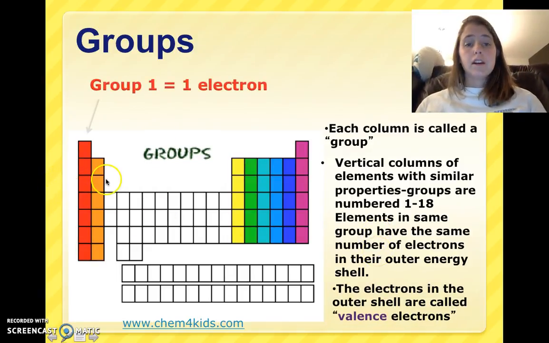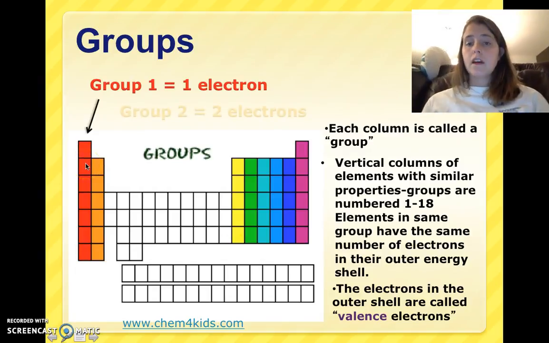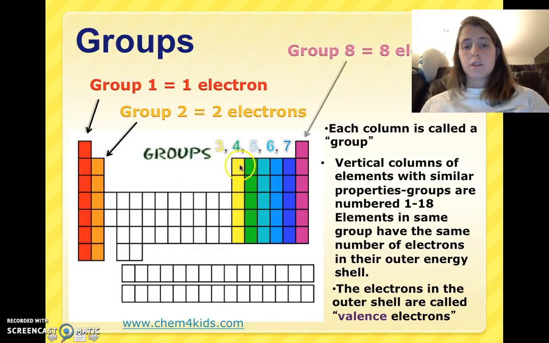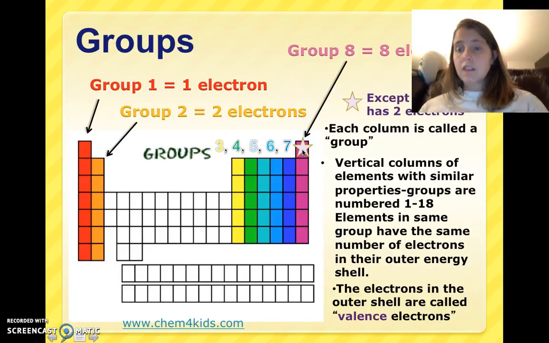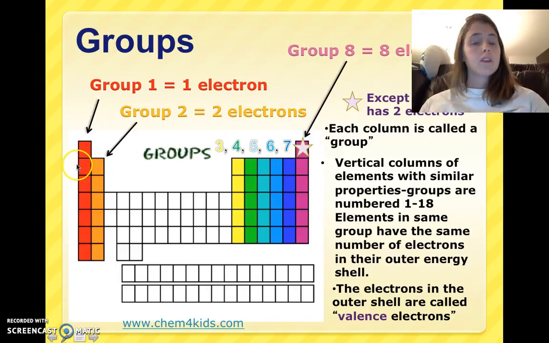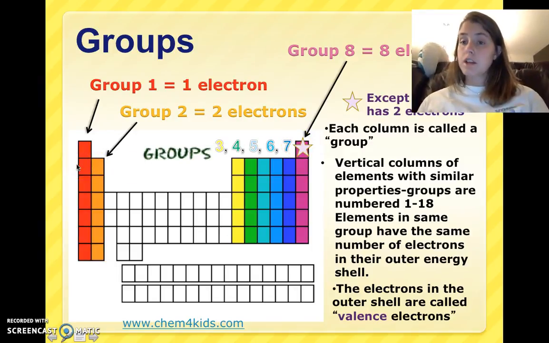So here, each group is going to have the same amount of electrons. So this first group right here has 1 electron, this second group has 2 electrons, this one has 3, this one has 4, this one has 5, this one has 6, this one has 7, and this one has 8. And if you remember, an atom has 8 electrons in its outermost shell unless it is hydrogen or helium. So we can figure out how many electrons an atom has by counting what group it's in. So it's either 1, 2, 3, 4, 5, 6, 7, or 8.